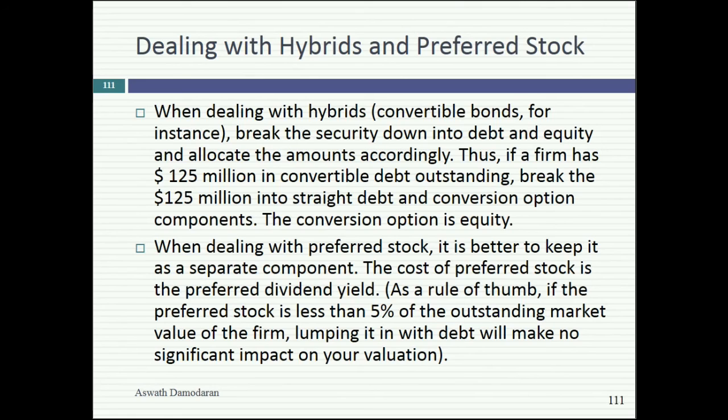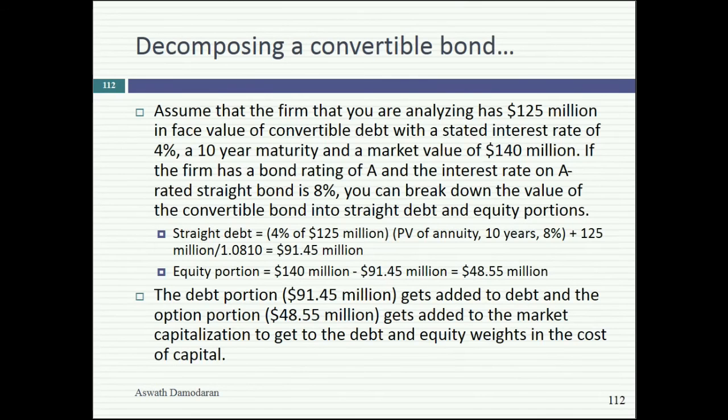If you put it into debt, you're going to give it a tax advantage it doesn't have. If you put it into equity, you're putting it where it doesn't belong. It doesn't have a residual dividend. It's a fixed dividend. So preferred stock, there's not much you can do about it. But convertible debt, I think you can actually break out into debt and equity components. And I'll give you an example of how this would work.